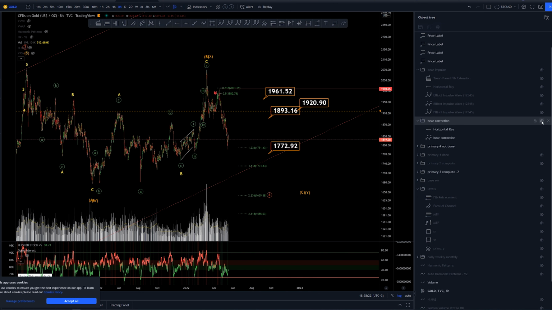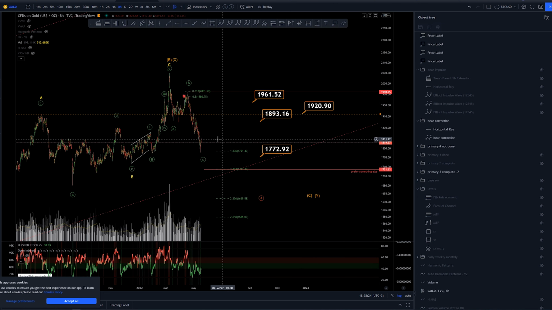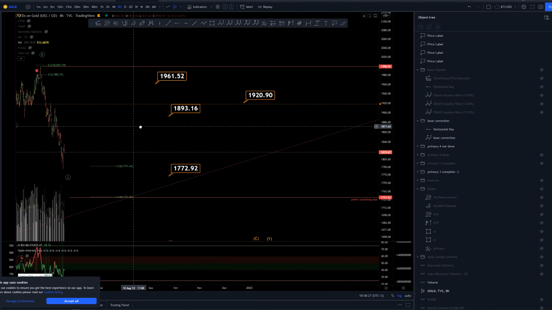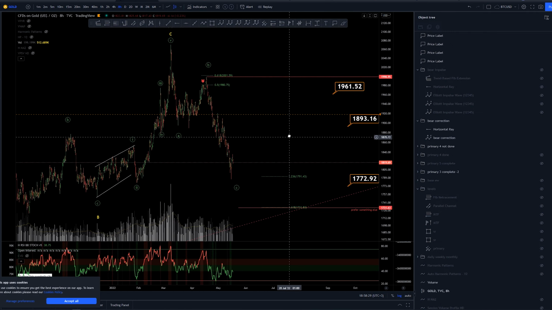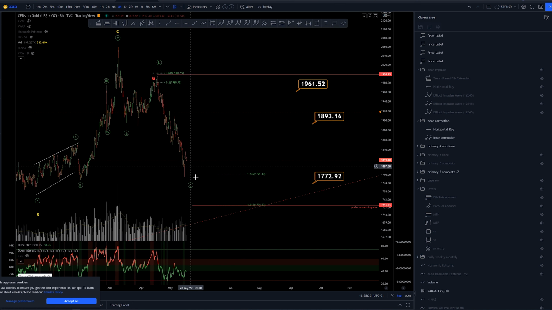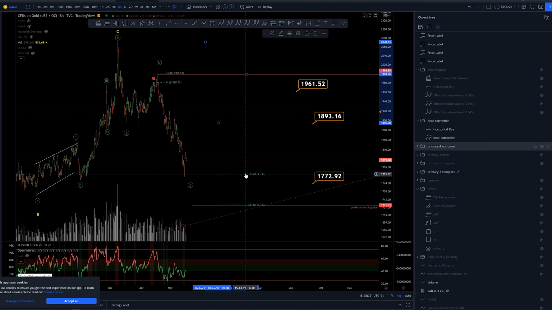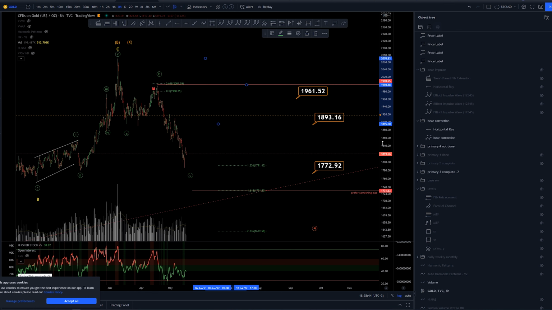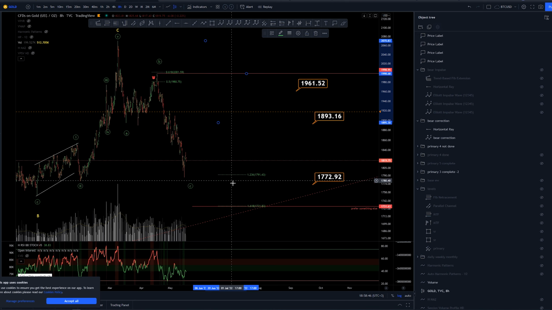Okay, so let's take a look. This is playing the B wave, the WXY correction, saying that we're looking for, again, ABC downwards. The targets for this we already met quite a bit. We went above, or just to the 1.236 extension here, which is definitely quite normal.